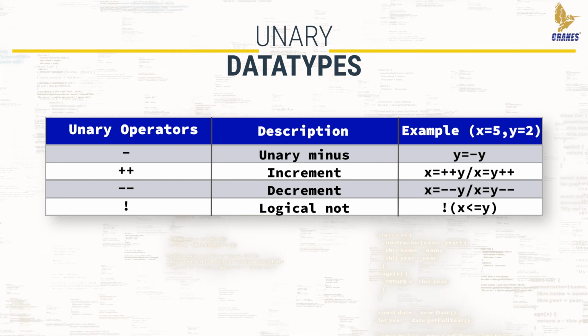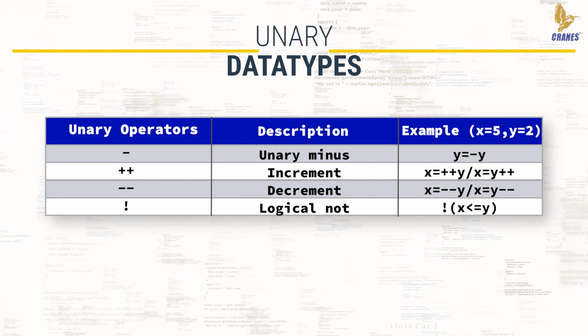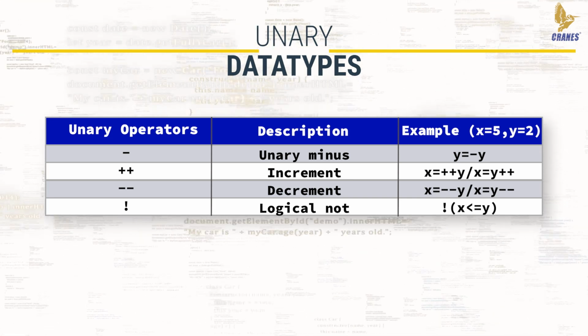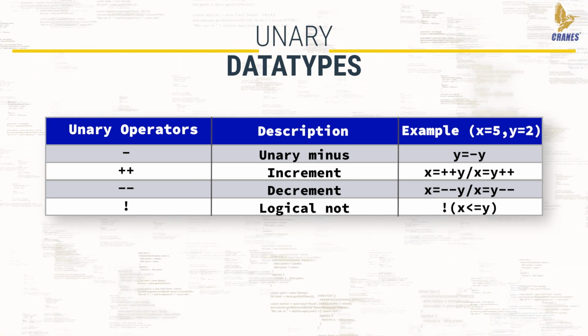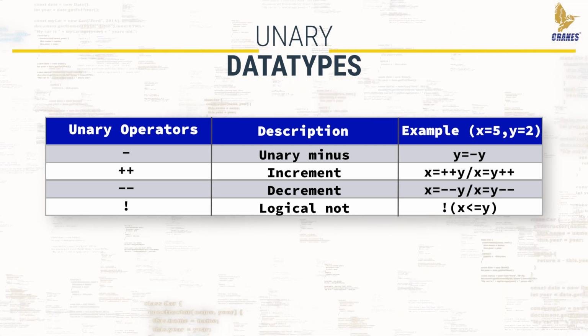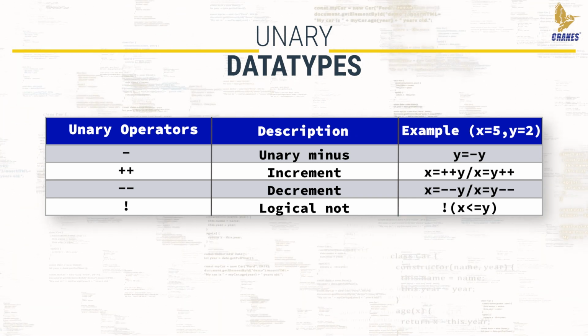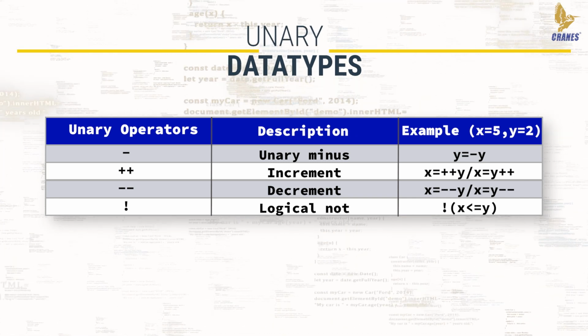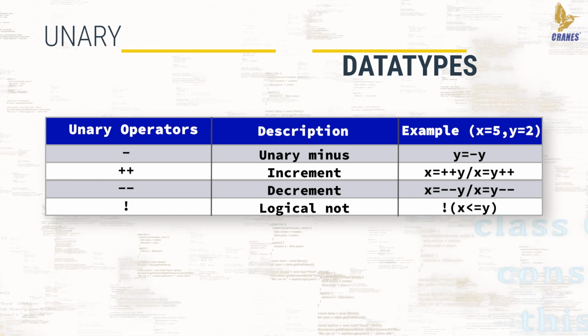Next is logical not, that is used to complement the logical value. For example, consider the value for x and y to be 5 and 2 and the condition x less than or equal to y is false. So, the logical not operator will complement the Boolean value to true. In that case, I hope you got a clear understanding of unary operators.